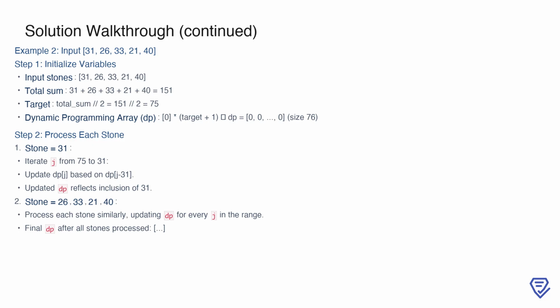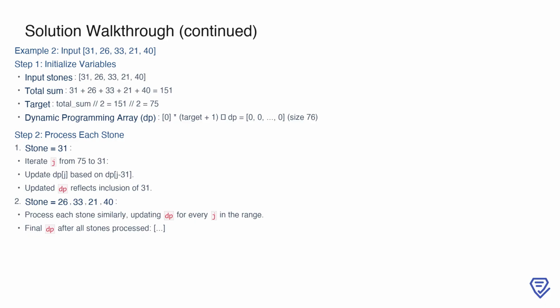Now, let's look at another example with the input 31, 26, 33, 21, 40. The total sum of these stones is 151, and our target is half of this value, which is 75. We initialize a DP array of size 76, filled with zeros. Starting with the first stone of weight 31, we iterate backward from 75 to 31, updating the DP array to reflect the maximum achievable sums that include this stone.